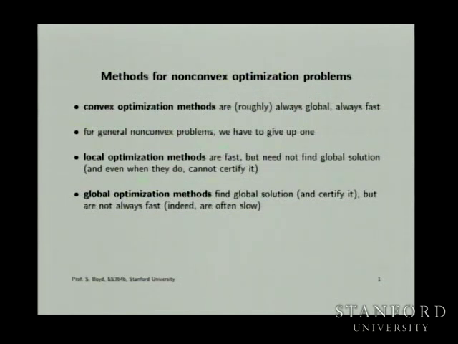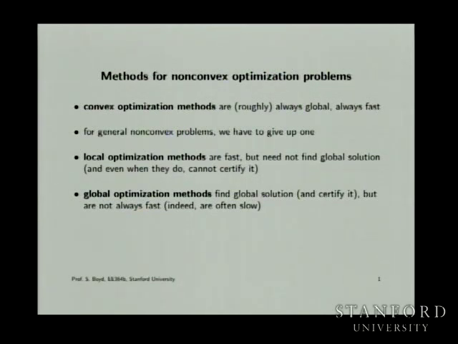The basic idea is if you have a convex problem, then it's some standard problem. If you solve it, you always get the global solution. That's not an issue, and it's always fast. That's sort of true both in theory and in practice. When you have a non-convex problem, you have to give up one of these. So that's what you have to do.